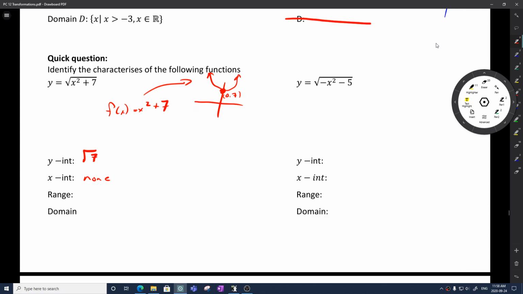So the domain of this graph is x is an element of the reals. My graph is always positive. And my range goes from 7 all the way up. But now, if I take the square root, my y-intercept, remember, after all, we are just transforming this point. My y-intercept is the square root of 7. My x-intercepts, since y is equal to x squared plus 7, didn't have any intercepts, this will neither.